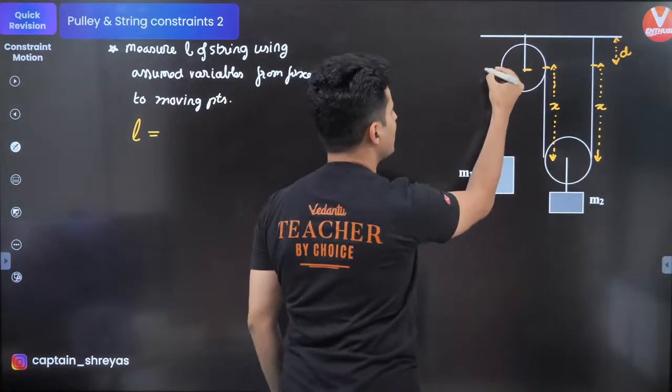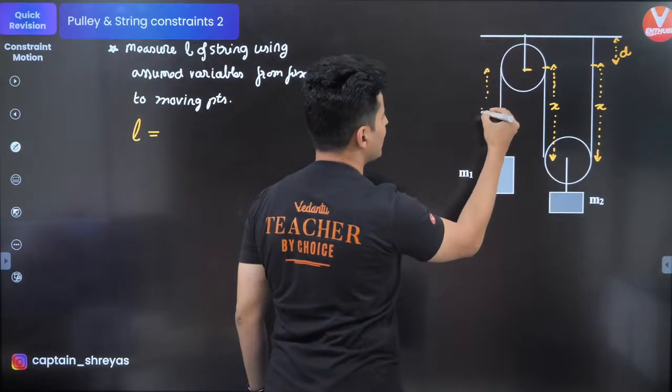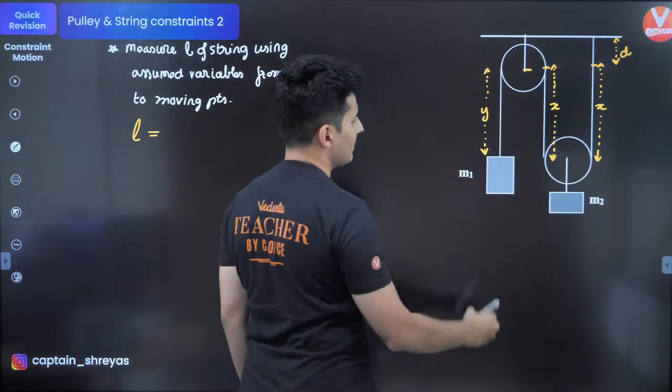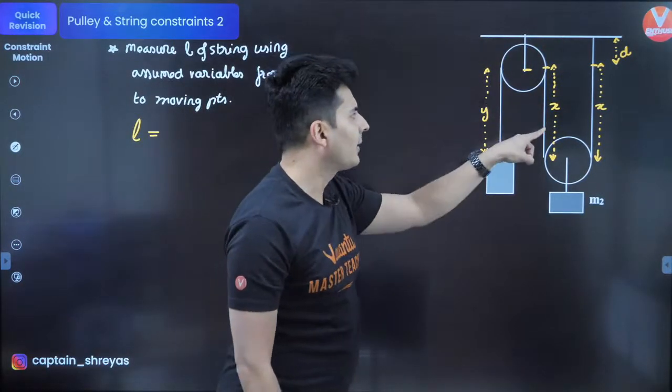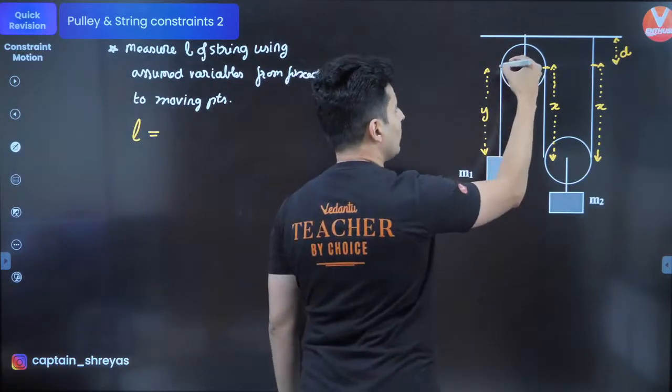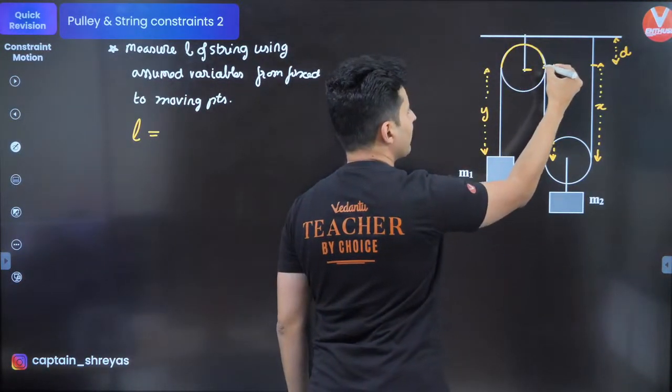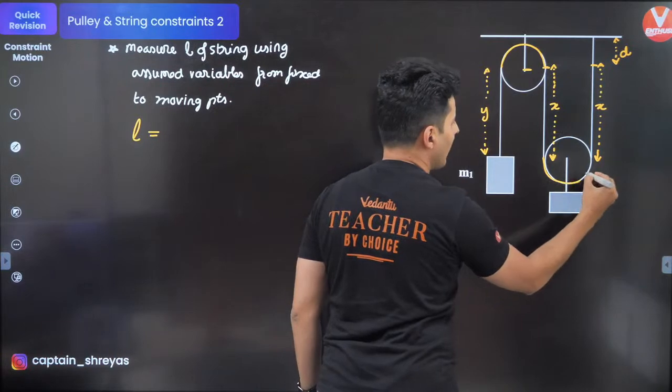So I will just assume this distance as some y. I hope this makes sense. This is just some y. Now the last thing over here: this is some string wrapped over here. There is some string wrapped over here.